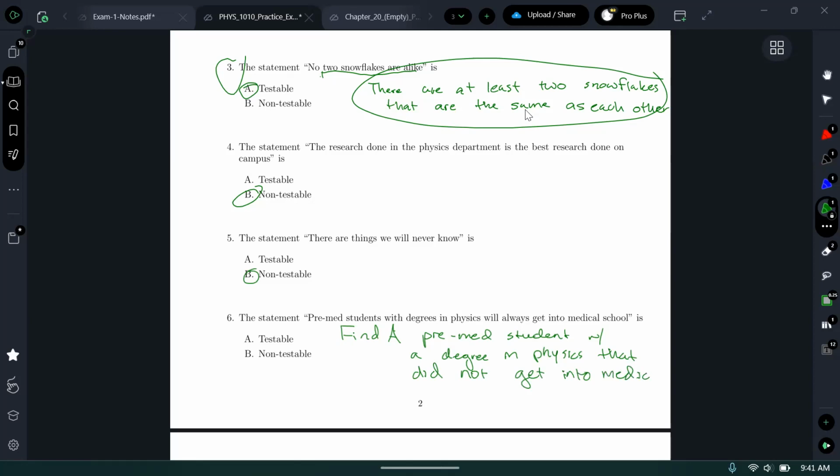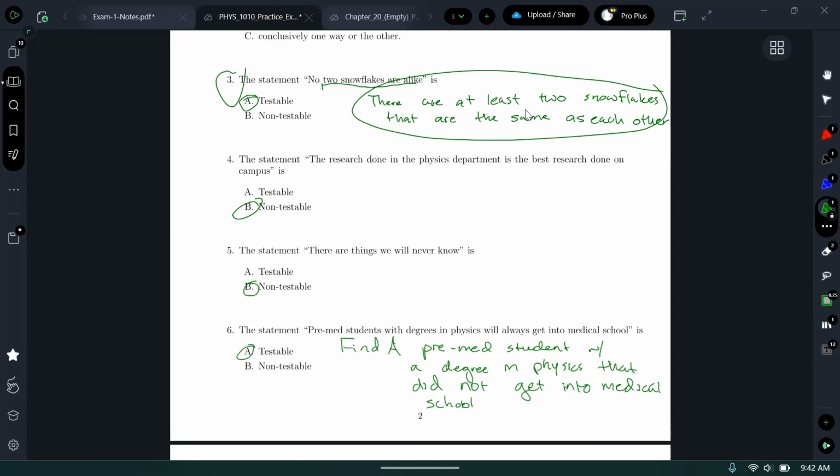And even if that person doesn't exist, even if we really do look through everyone and find that every pre-med student with a degree in physics actually does get into med school, I don't feel like that's true, but if it was, this is still something we could do, and it's not unreasonable at the outset. So I could ask around, look for pre-med students that had physics degrees, and ask if they got into med school. It doesn't require me to ask every single pre-med student who's ever gotten a degree in physics in order to do this test. So it would be testable.